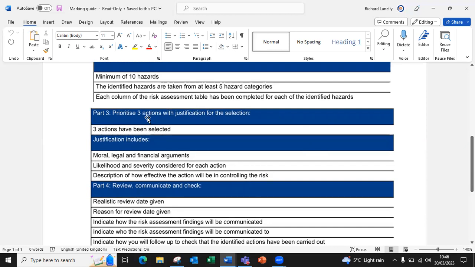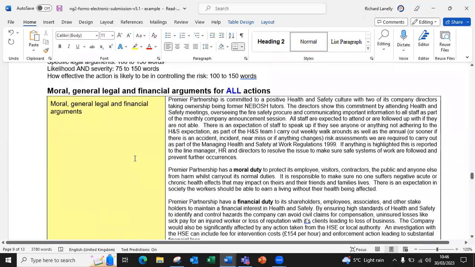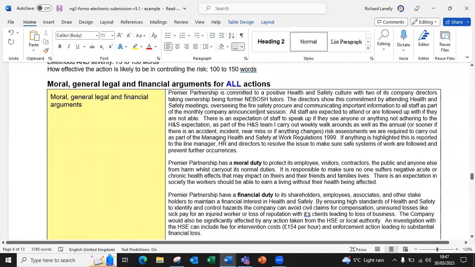Okay, so as you can see here, prioritize 3 actions with justifications for each. I think I may have done 1. I didn't think I did all 3. So first you need to do the moral, legal, and financial arguments. It's a bit unclear here, but basically what they're looking for is why do we care? So why are we even doing all these actions?